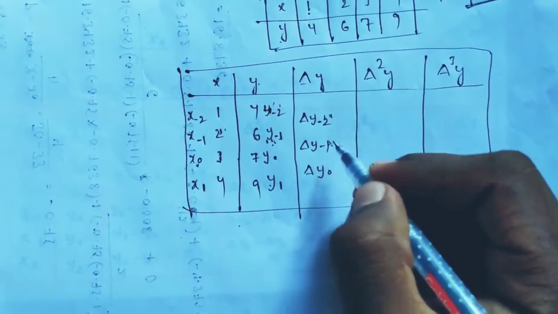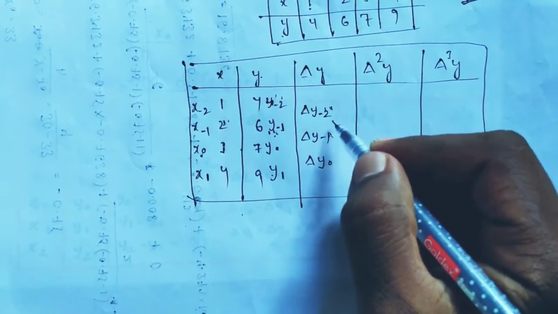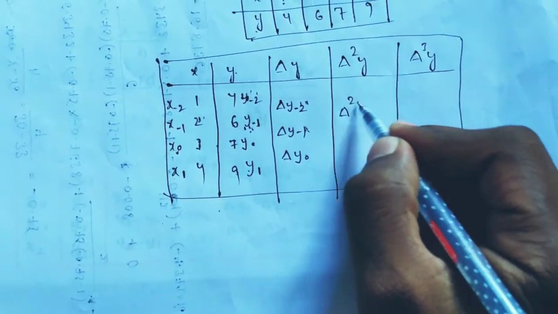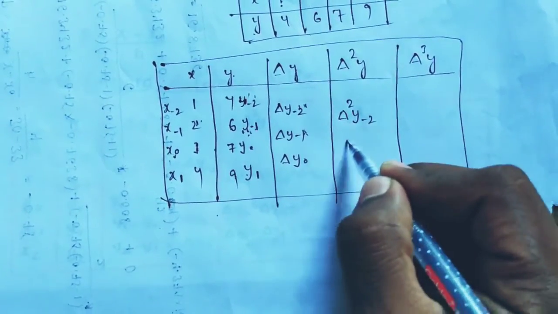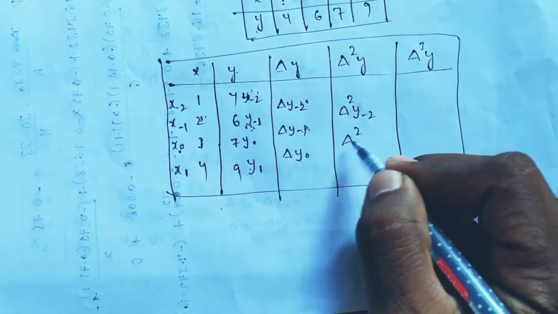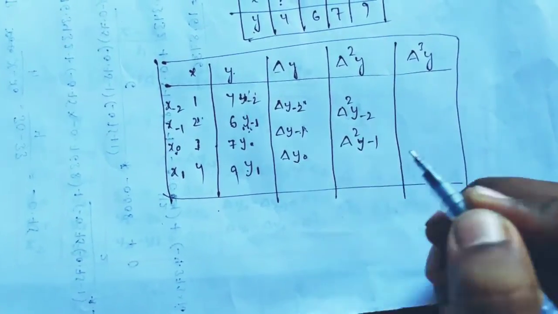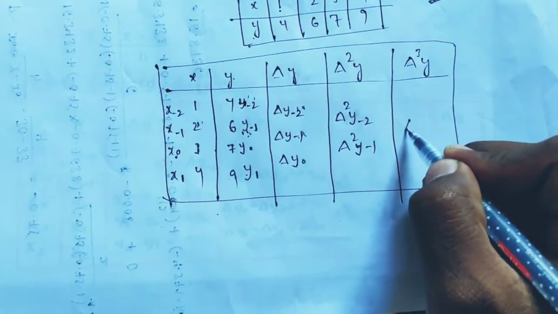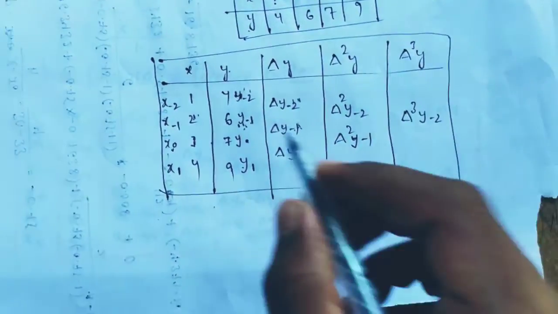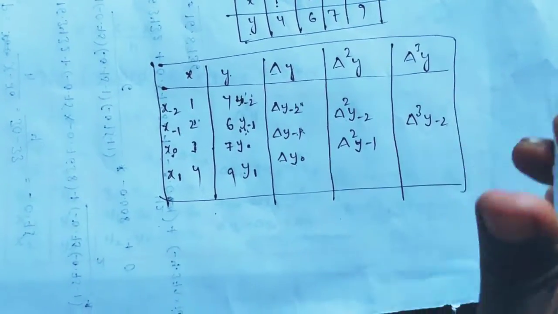Similarly, the difference between delta y minus 1 and delta y minus 2 gives the value del square y minus 2, and the difference between delta y naught and delta y minus 1 gives the value del square y minus 1, and similarly the third value is del cube y minus 2, and up to the last value, find out the values.